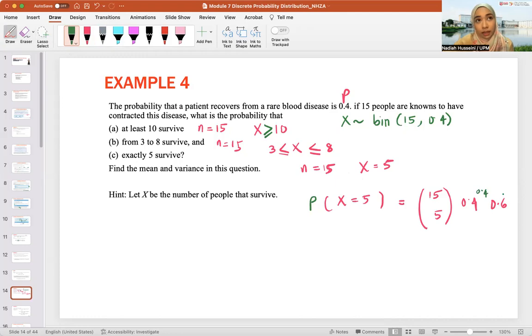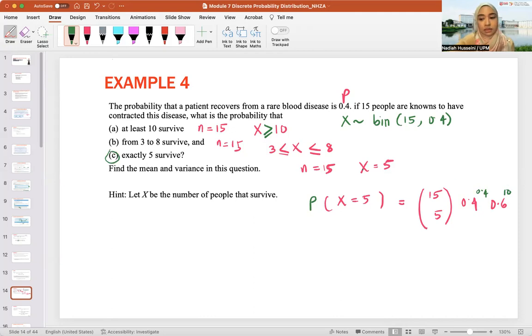0.6 to the power of n minus x... no, this is p to the power of x, and this is 1 minus p to the power of n minus x. N minus x, n is 15, x is 5, so this will be 10. Okay, so only C satisfies this equation.